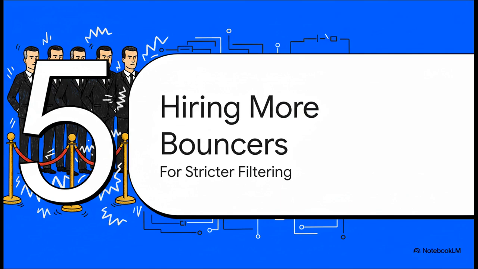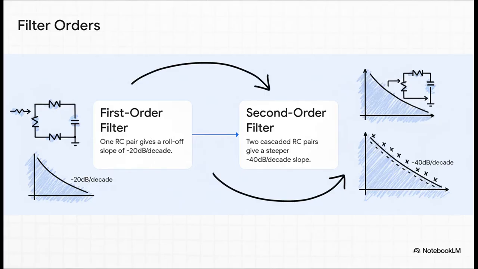Now, what if one bouncer isn't quite enough? What if some of those pesky high frequencies are still sneaking past the velvet rope, and you need an even stricter door policy? Well, it's simple. You just hire more bouncers. A standard filter with just one resistor capacitor team is called a first-order filter. It has what's called a roll-off slope of -20 dB per decade. That just means it gets pretty tough on high frequencies.